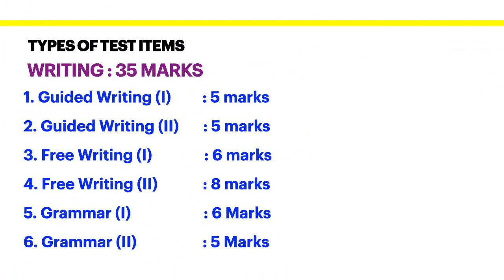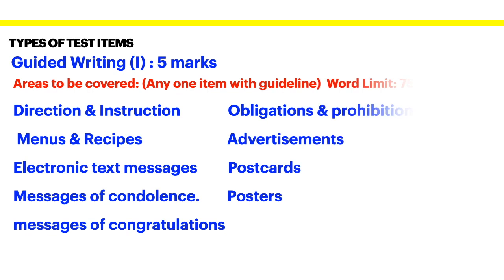Writing carries 35 marks. So you can see the guided writing, free writing, and the questions from grammar. Guided writing, first type and the second type both carry 5 marks. Free writing, first type carries 6 marks, whereas second type carries 8 marks. Grammar, altogether 11 marks. First type carries 6 marks and second carries 5 marks. So all writing parts carry 35 marks. Let's see in detail what is there inside.